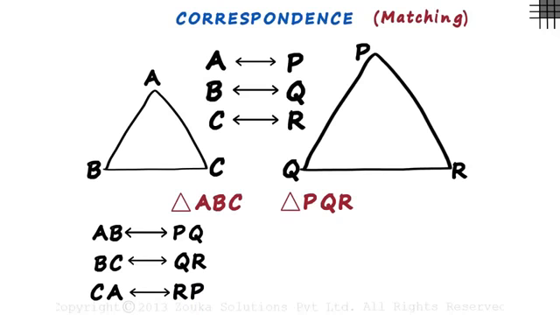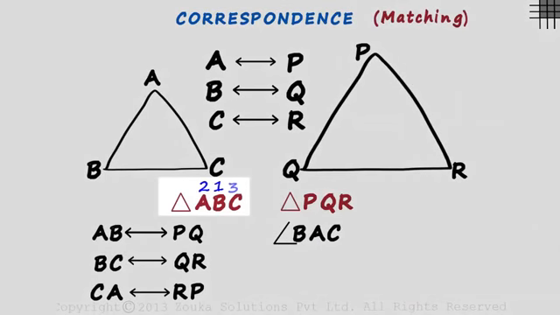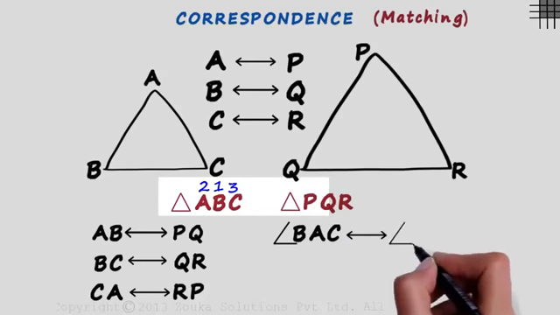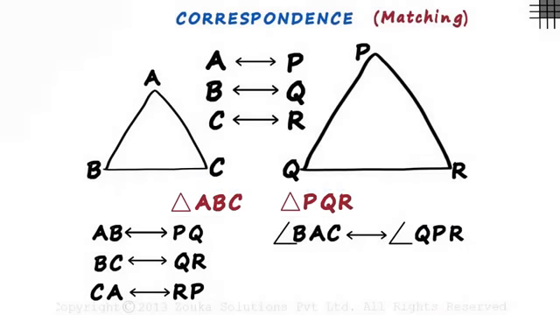What about angles? Consider this angle, angle BAC. Which angle does it correspond to? It's BAC, so it will correspond to angle QPR. We could also have said angle A corresponds to angle P, but this gives us a clearer picture.